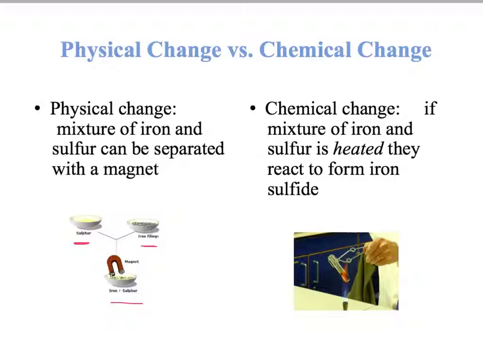But if I make one small change to this, and the small change is the fact that I'm heating them up, once I heat those two things up, they do react together and they form something called iron sulfide. So I'm taking iron by itself, reacting it with sulfur. It needs heat for that to happen, and it becomes iron sulfide. Then it is a chemical change. Now it's been altered and it's now a compound. So that's the difference.